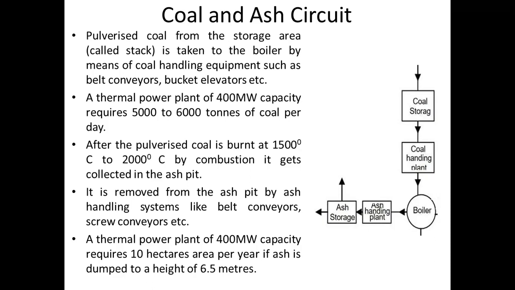So you can see a thermal power plant of 400 megawatt capacity requires 10 hectares of area per year if ash is dumped to a height of 6.5 meters. So if we are not using the ash anywhere, or there is no end use of the ash, such a large area is required every year. So we have to find uses of the ash, and we have to use ash for various purposes.